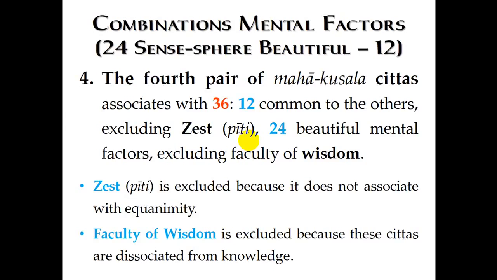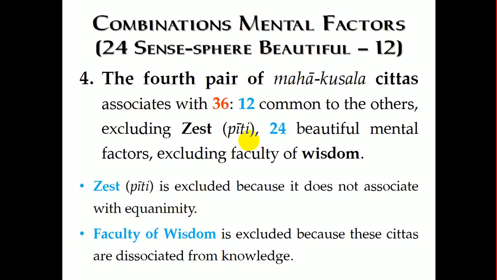So therefore, when we talk about Mahavipaka, three abstinences also have to be excluded. Among the 38, we have to exclude 5, right? 3 abstinences and 2 unlimited bases. How many left? 33. The first pair will associate 33. And second pair, the wisdom is excluded, 32, right?